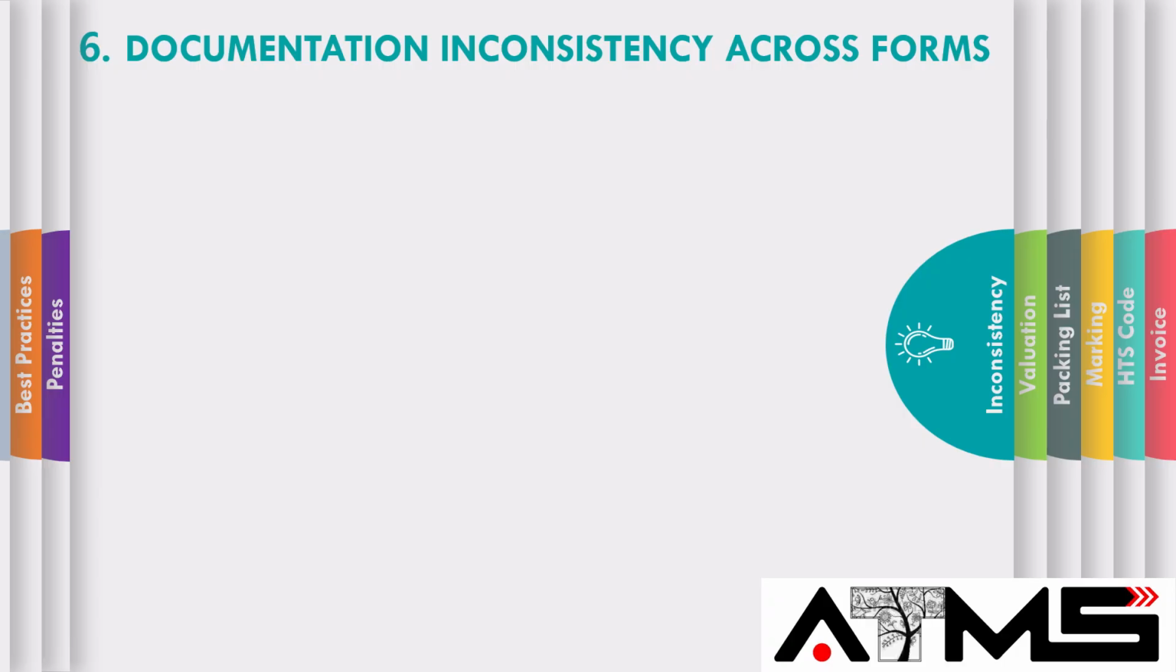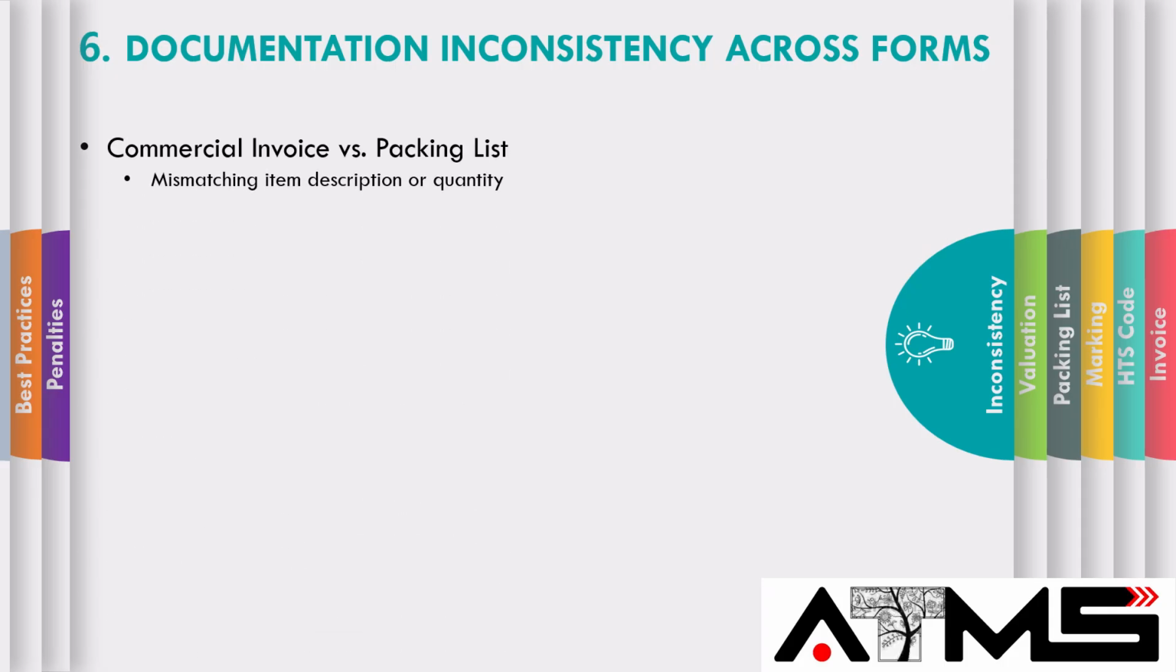Finally, many CBP issues stem from simple mismatches between documents. Difference between the commercial invoice and packing list, for example, inconsistent quantity or item name. Discrepancy between the commercial invoice and entry document, for example, mismatched value of product or tariff code.